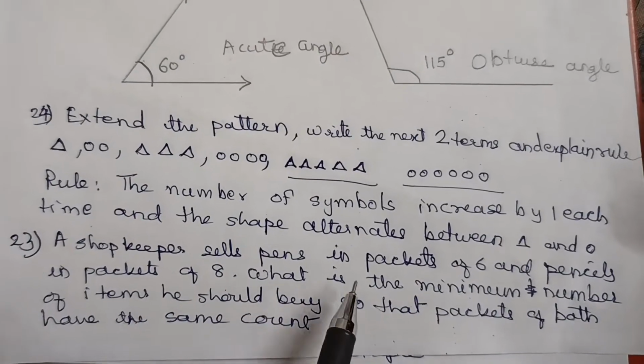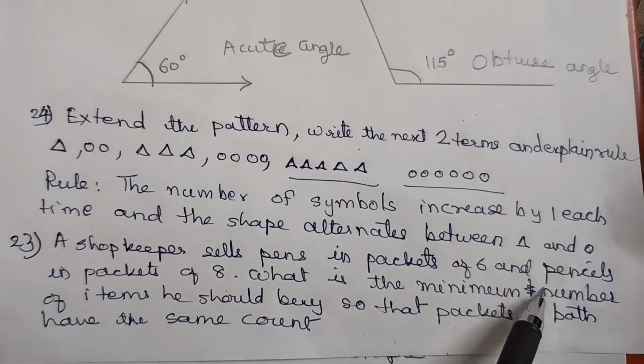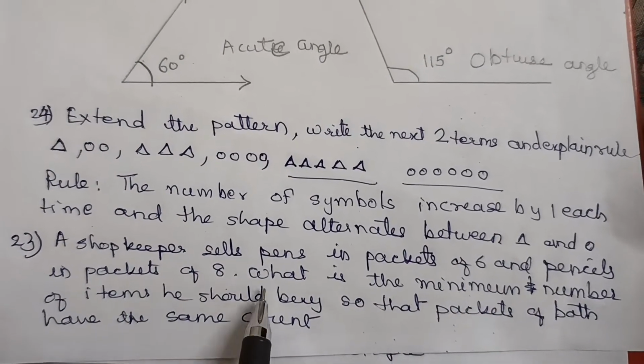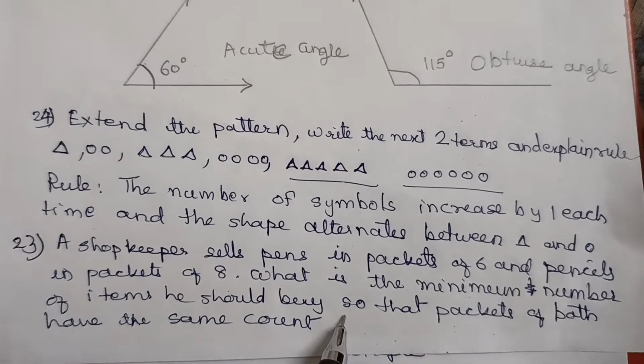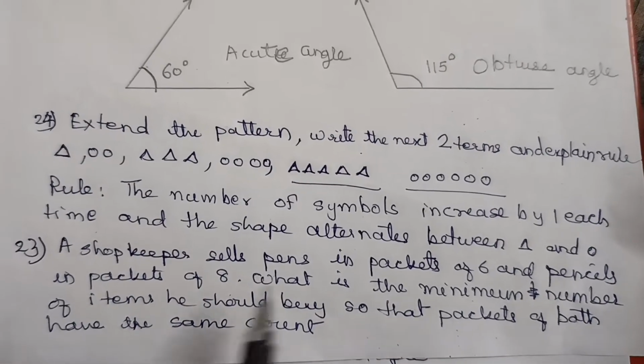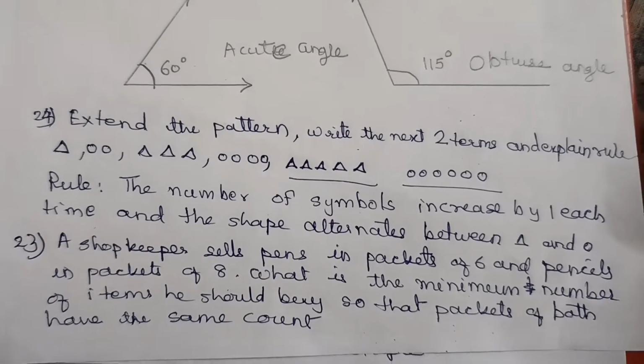Then question number 23. A shopkeeper sells pens in packets of 6 and pencils in packets of 8. What is the minimum number of items he should buy so that packets of both have the same count?